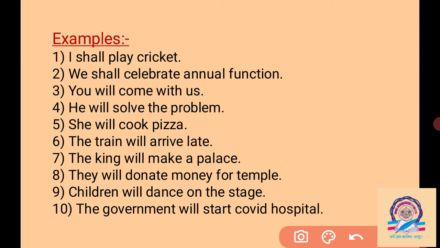So in short we can say that here the subject is most important. The sentence starts with the subject, and with the pronouns I and we, we have to use shall here. Then we use the verb with shall here. And for the rest of the subjects, you, he, she, one singular noun, they, or a plural noun, we have to use will with the verb here.